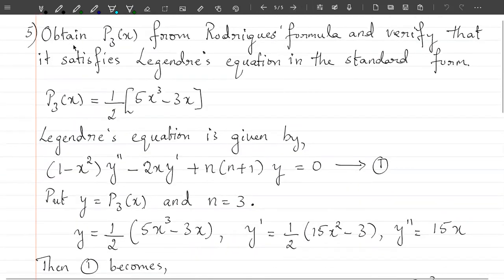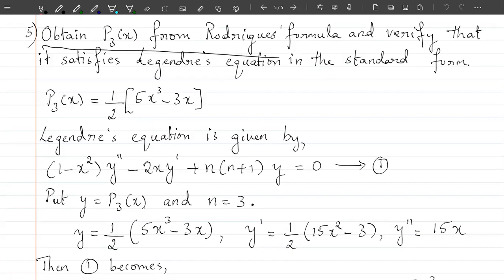Let's solve the last problem. Obtain P3 of x from Rodrigues formula and verify that it satisfies Legendre's equation in the standard form. So the first part you have already learnt, that is obtain P3 of x from Rodrigues formula. What we have to do here is use the formula of Pn of x, that is the Rodrigues formula. Pn of x is equal to 1 by 2 power n into n factorial into nth derivative of x square minus 1 whole power n.